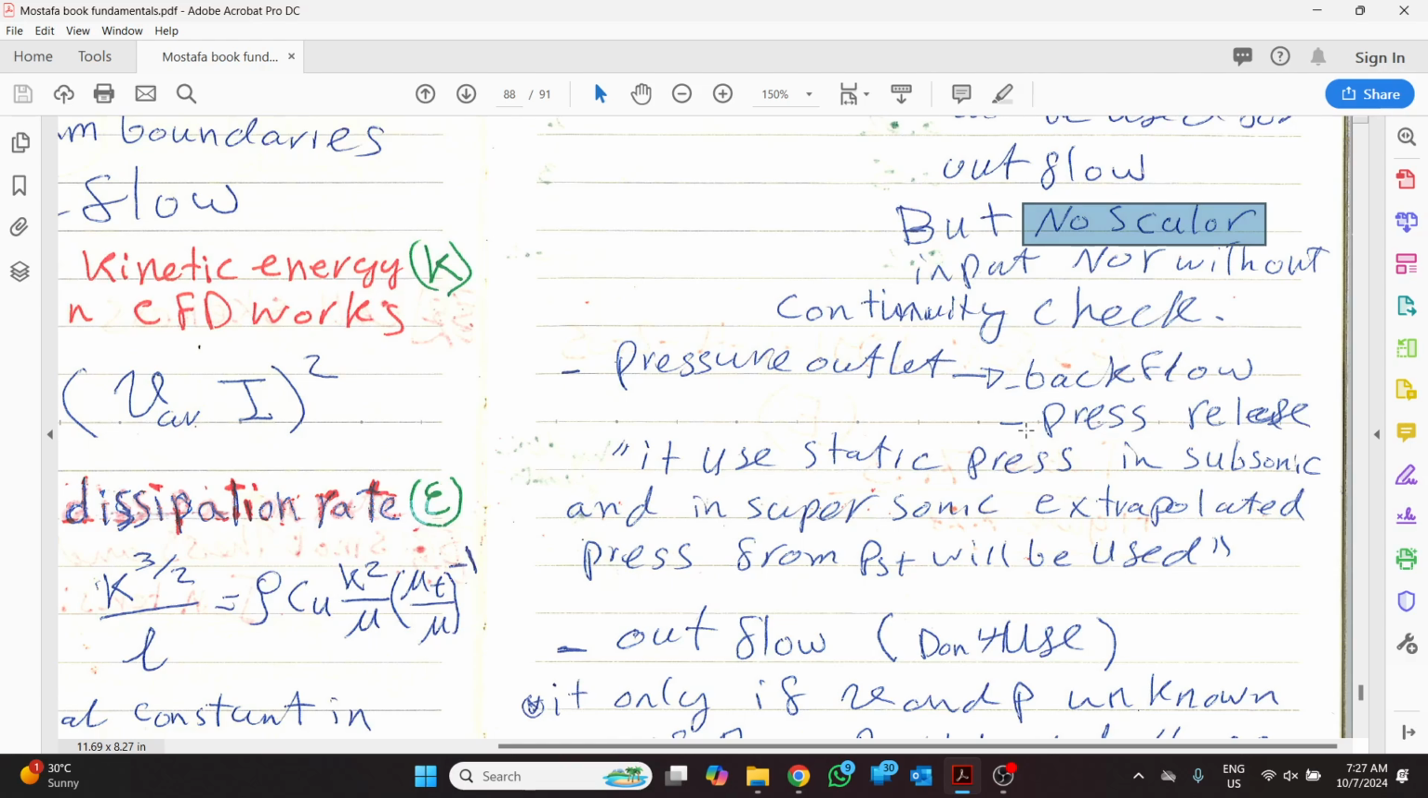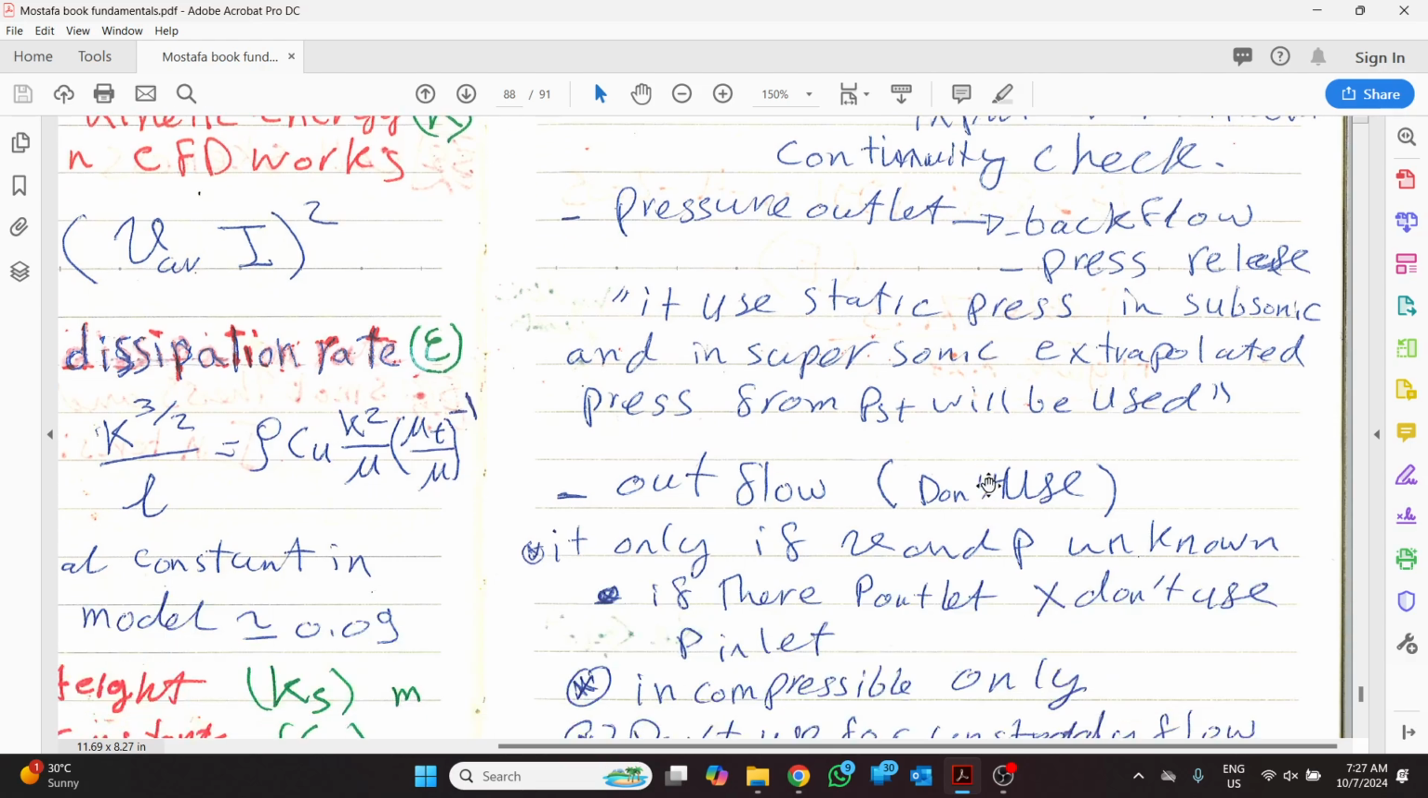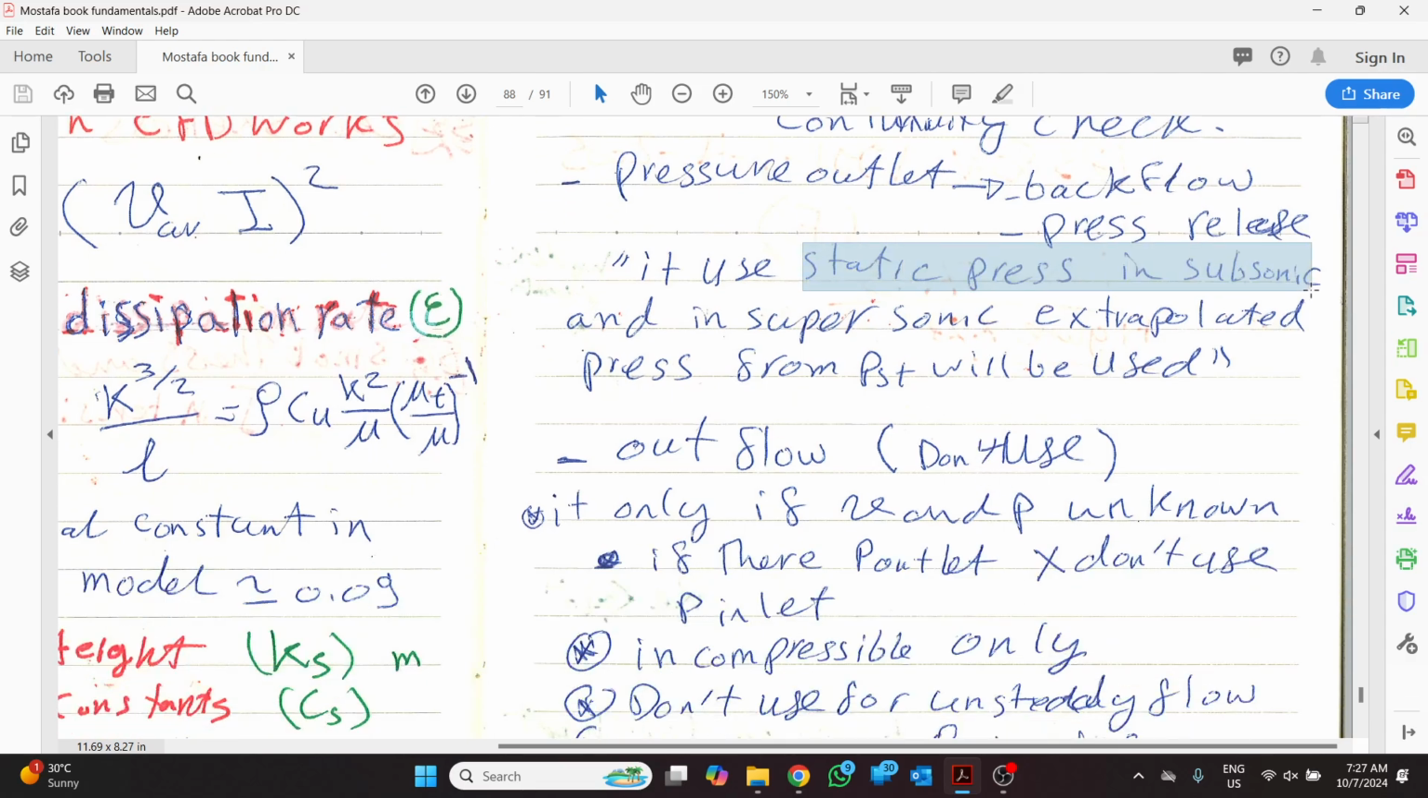especially in transient mode, or in the normal mode. It will have either very high vacuum or very high pressure. Pressure outlet is for backflow. If you have a pressure, it can work as a backflow, so it can be a pressure vent, pressure release, or a backflow, which means if pressure is less, the flow will come back in. You are defining a static pressure.